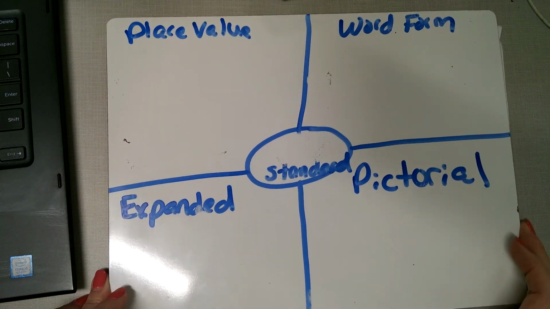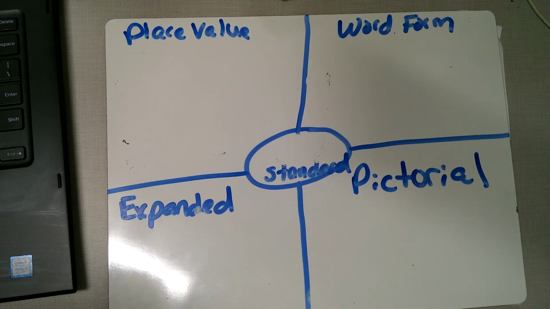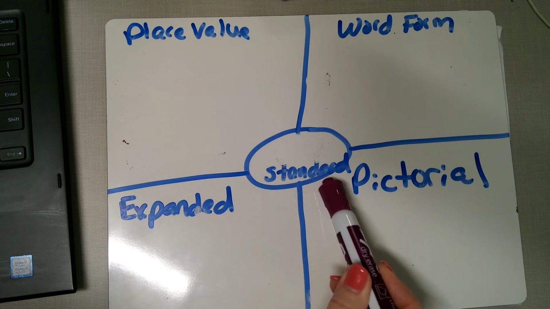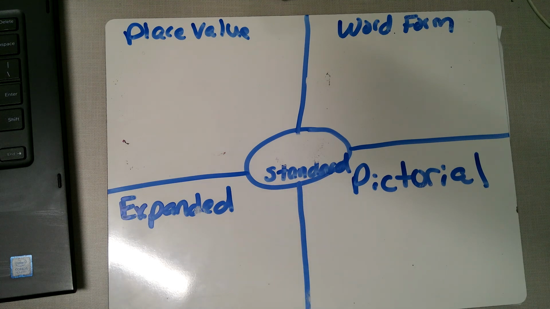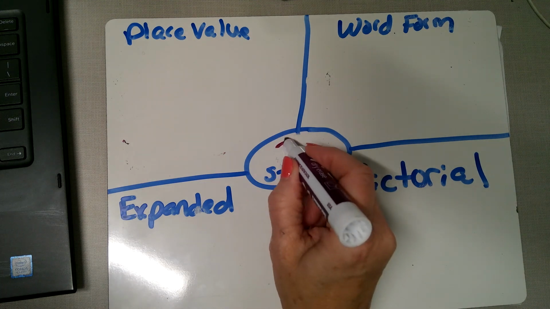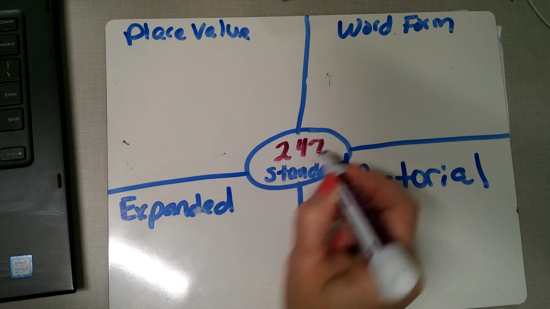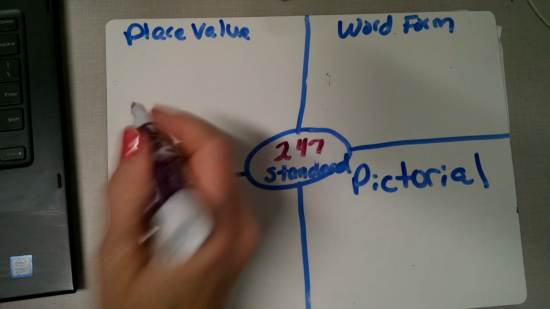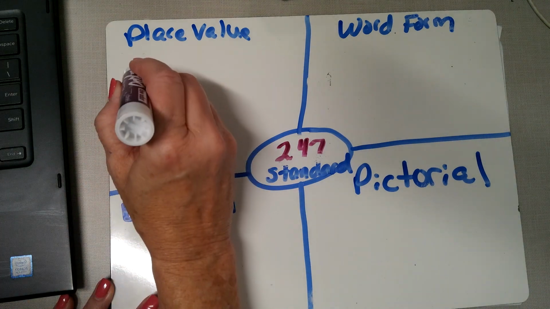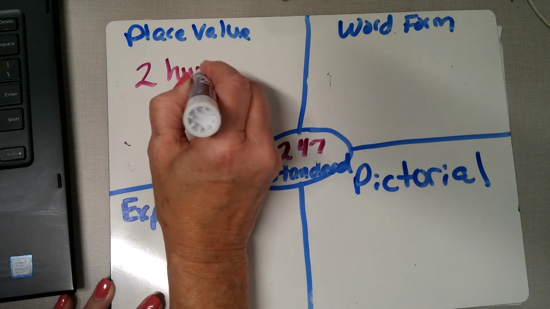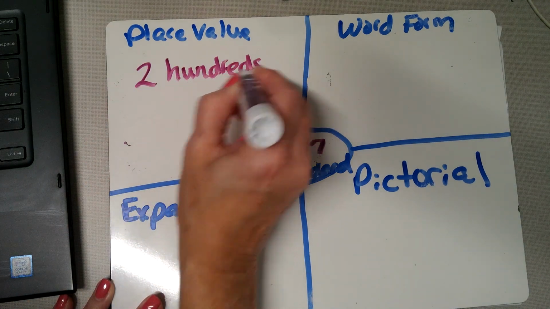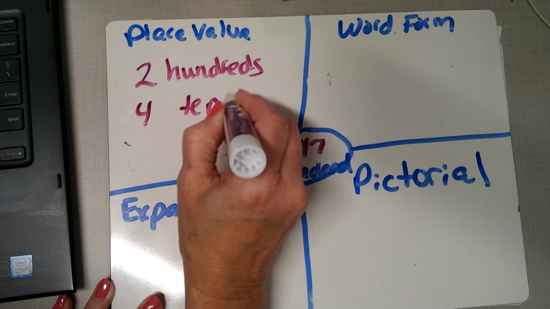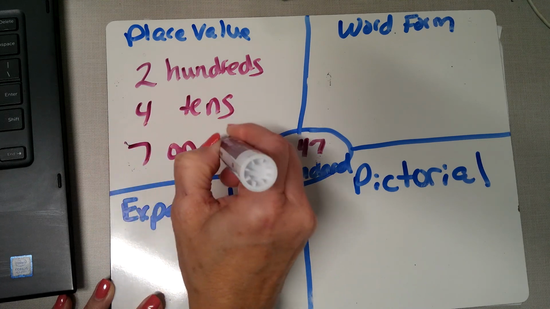Mathematicians, I want to remind us about the different ways we've learned to represent a number. We've learned to represent a number in standard form, which is just the number. So if I had a number like 247, that's the number 247. I can represent it using its place value, 2 hundreds, 4 tens, and 7 ones.